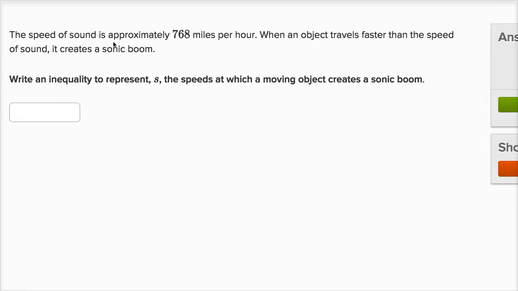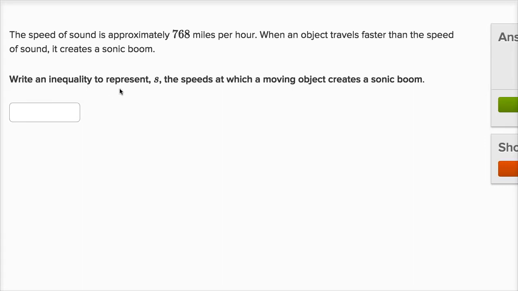The speed of sound is approximately 768 miles per hour. When an object travels faster than the speed of sound, it creates a sonic boom. And there's actually a whole video on how sonic booms are created on Khan Academy. I encourage you to watch it. It's actually fascinating. But anyway, back to this question.